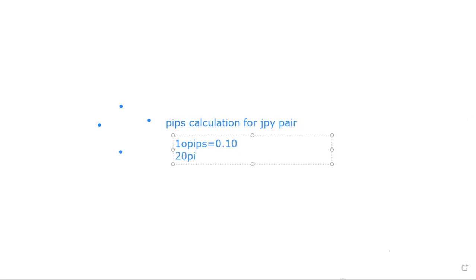20 pips. Do you want to take a guess? 20 pips will be what? That's going to be 0.20. Great. 0.20. So next, 55 pips will be what? 0.55. Okay, great. So 60 will be 0.60, like that.